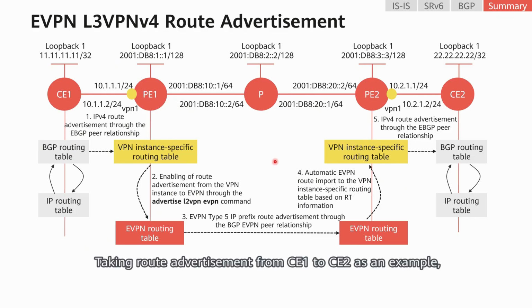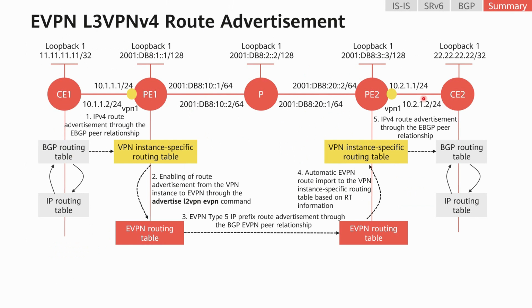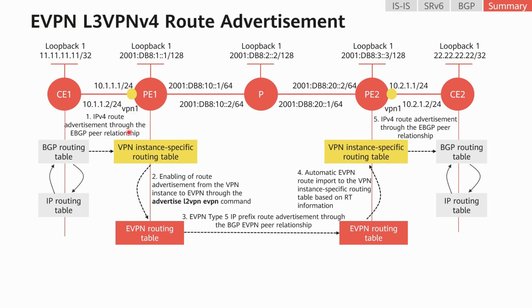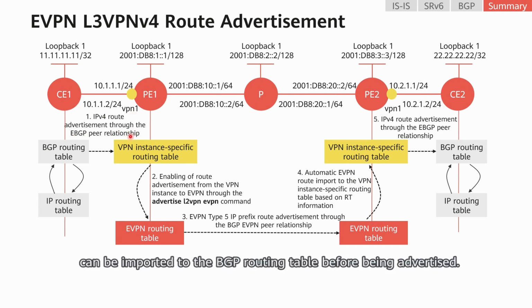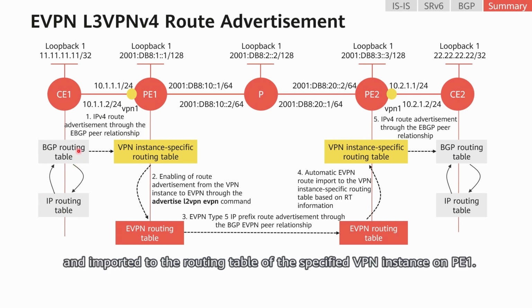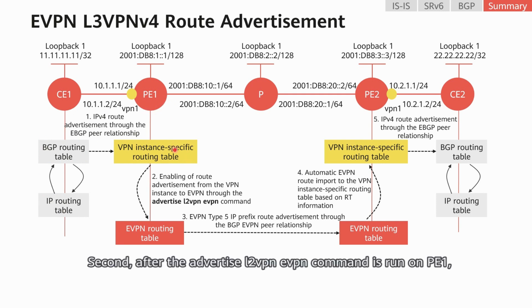Taking route advertisement from CE1 to CE2 as an example, the advertisement process mainly consists of 5 steps. First, the routes on CE1 are advertised to P1 through the eBGP peer relationship. The routes in the IP routing table can be imported to the BGP routing table before being advertised. The BGP routes on CE1 are then advertised and imported to the routing table of the specified VPN instance on P1.